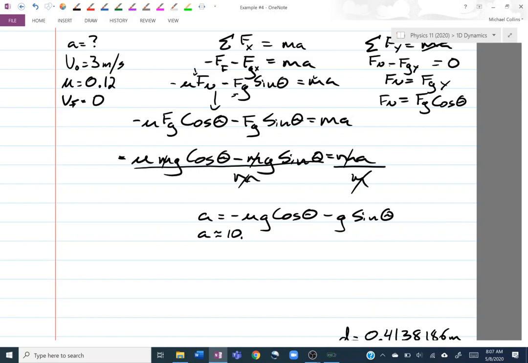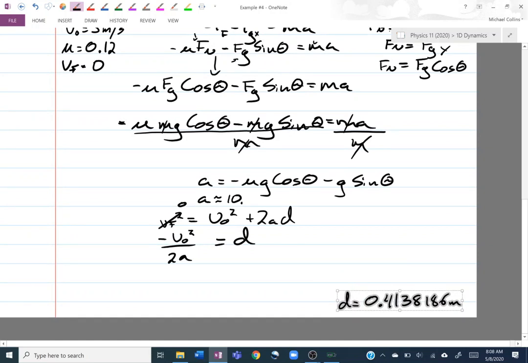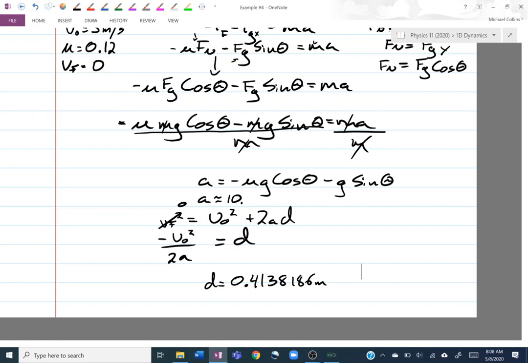Once I have my acceleration, I can use Vf squared is equal to V naught squared plus 2ad. My final velocity is 0, which means I get negative V naught squared over 2a is going to be equal to my displacement. And if I plug that in appropriately, I should get that I'm only going up a little bit. Just like someone playing with their puppy dog on a slide, sliding them up a little less than half a meter and letting them come back down. Everybody's having a great day in the park.